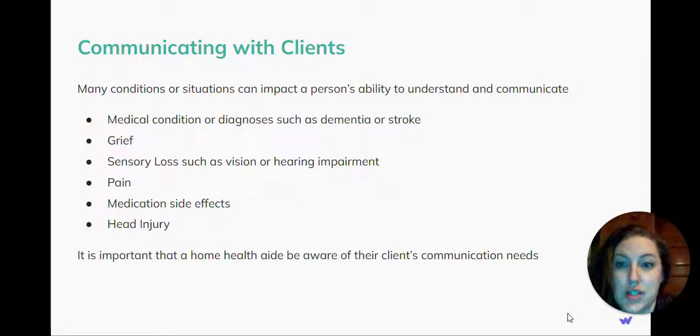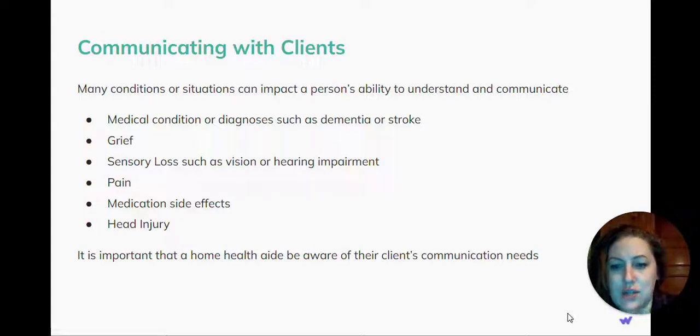Many conditions or situations can impact a person's ability to understand and communicate. Medical conditions or diagnoses such as dementia or stroke can seriously affect the patient's ability to either understand the message or understand the context in which the message is given. With stroke, they could have something called aphasia, where either they're not able to speak or they're not able to understand. Grief can also cause some problems with communication. When people are in the throes of grief, they often can't take in any information.